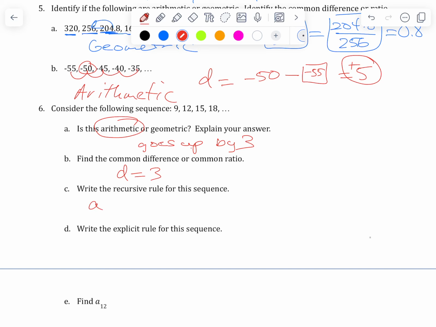Recursive rule: start with the first term, which is 9, and then you say what's happening. So to get the next number, take the number right before it. That's a sub n minus 1. These are subscripts, like small and down. And then we just add 3 to everything.